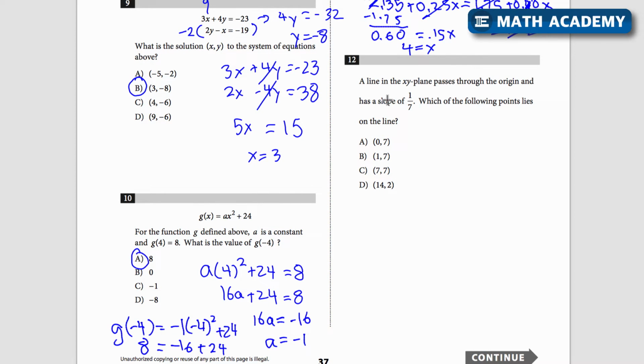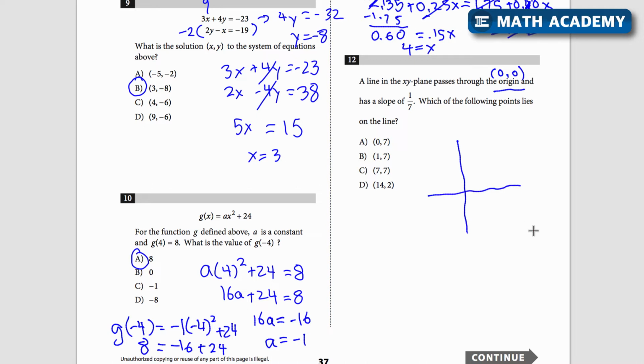Number 12. A line in the xy plane passes through the origin and has a slope of 1/7. Which of the following points lies on the line? Now, when I look at the answer choices here, this one is just so tempting to choose, but let's carefully think about this. One thing that I want to note is that if it goes through the origin, 0, 0 is a point that's going to be on the graph.